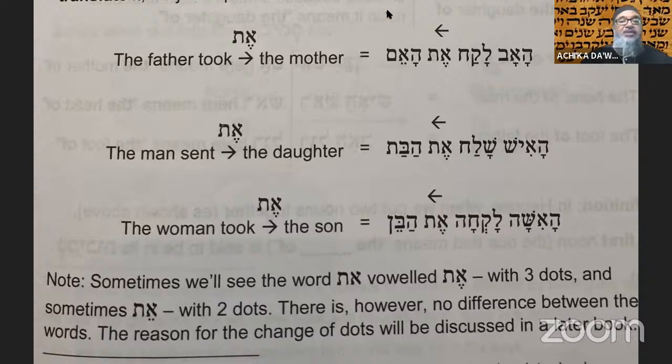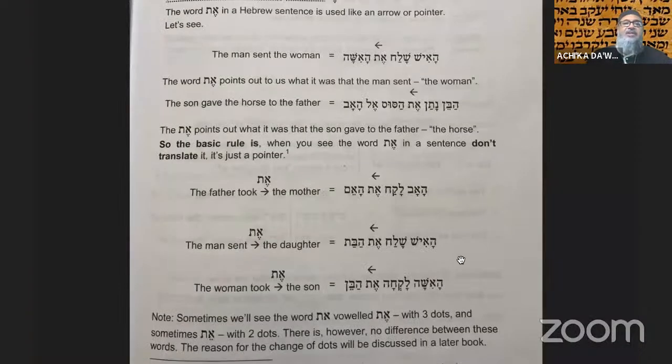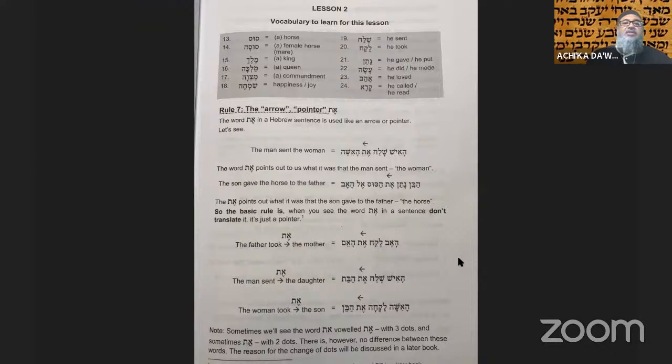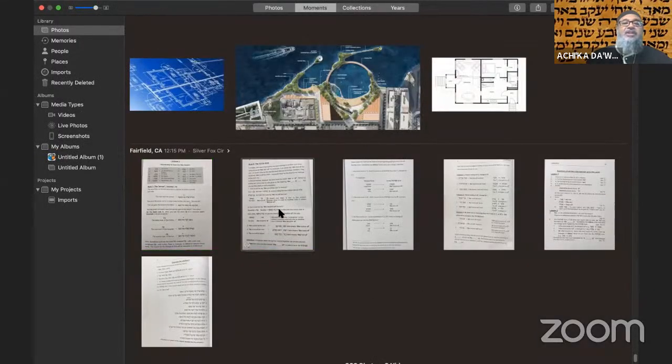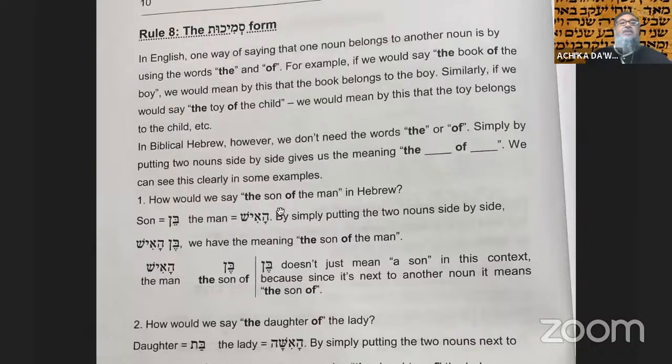There's a note. Sometimes you'll see the eth vowel, like I said, with 3 dots, 2 dots, and even I think at one point I saw one with 1 dot in the Torah, but it doesn't make any difference. It's still an arrow. That's all the eth is, an arrow to point you. It's just a pointer. And that's easy, isn't it? That's not hard. Okay. So you're going to learn those vocabulary words and then you're going to increase it. So let's look at another thing right quick. Okay. So that's rule number 7. That's over. That's easy.